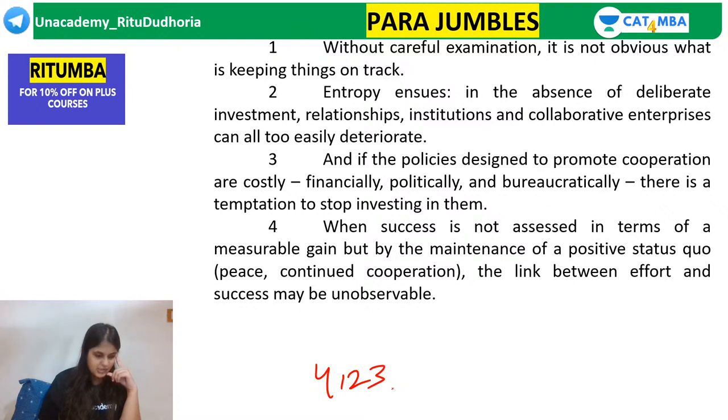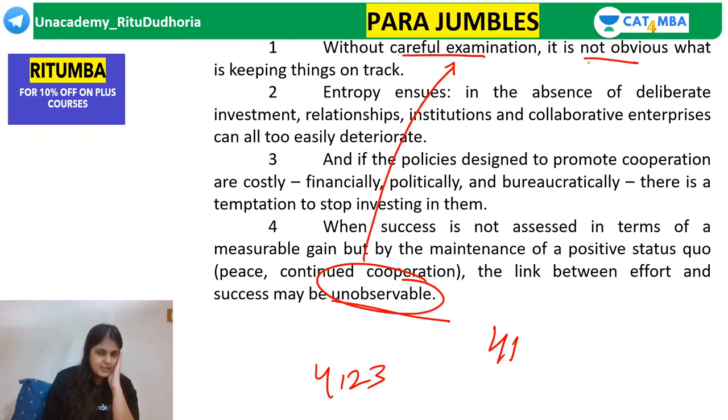Four, one, two, three. Okay, Shitij, Roshni, and Prachi say 4123. What about the others? 4123. Okay, guys. Okay, I agree with 4 and 1. Chalo, I give you 4 and 1. Okay, it may seem unobservable. Only without careful analysis, it will not be obvious, or it will be unobservable. I wanted to say 100%, guys, but okay, 4 and 1 is the link.